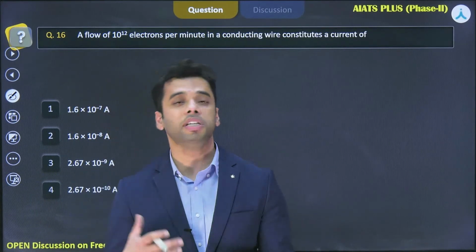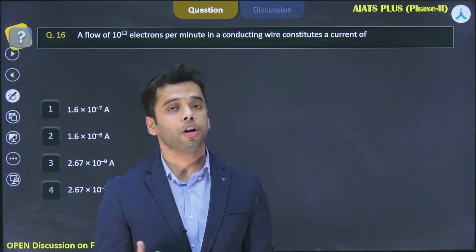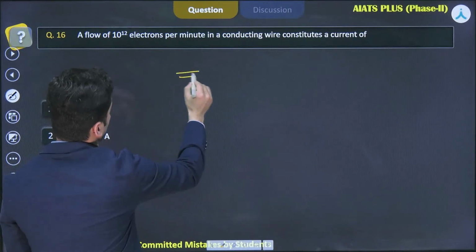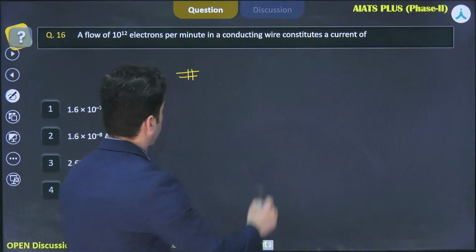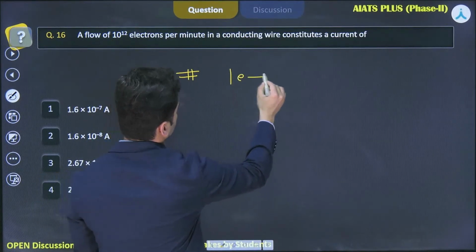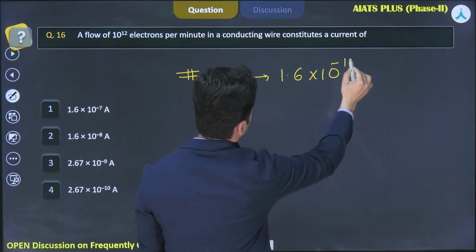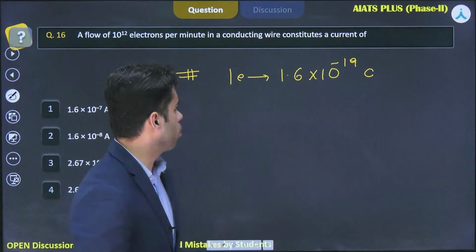So what is the basic definition of current? It is the rate of flow of charge. The charge flowing per unit time is known as current, right? So you have 10 raised to the power 12 electrons per minute. Okay. So 1 electron has a charge of 1.6 into 10 raised to the power minus 19 coulomb. This is the charge on 1 electron.